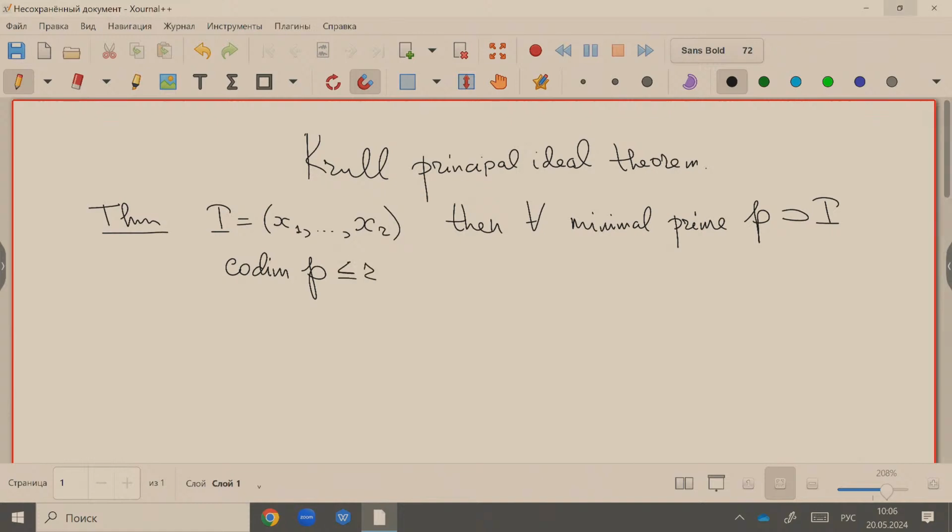So that means that each equation decreases codimension by 1. And codimension is the dimension of the quotient, so of A modulo p. It has only one component, and so you are taking the length of the sequence between p and P.